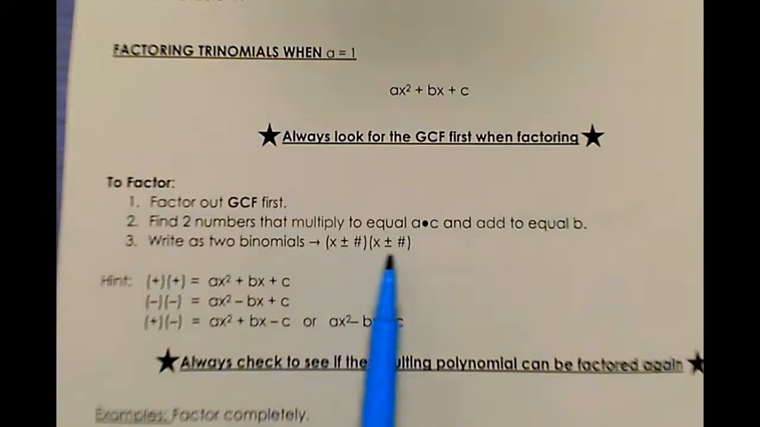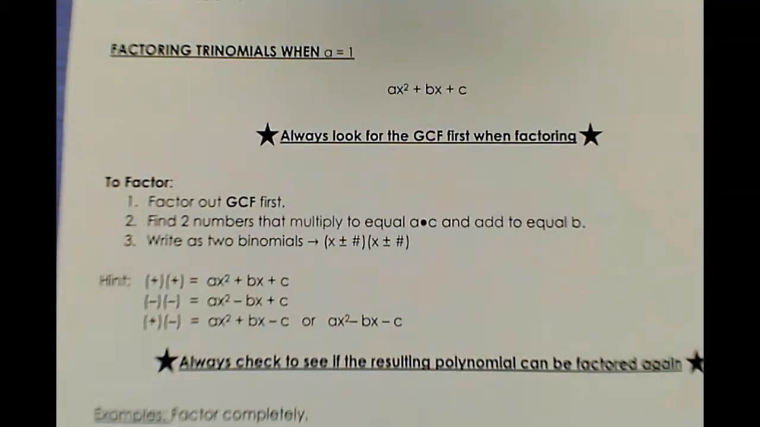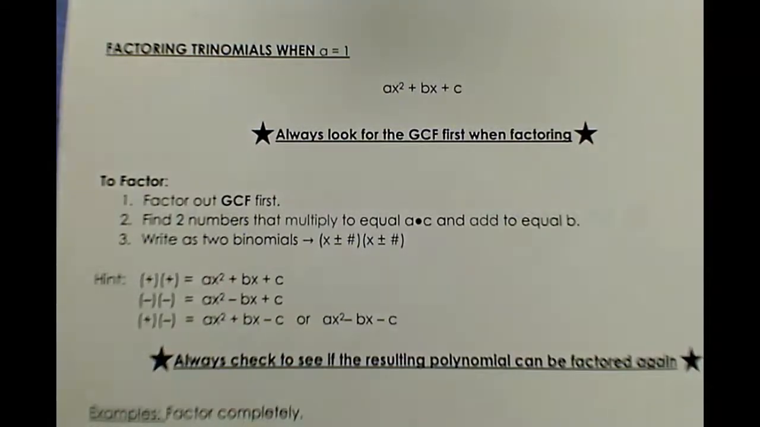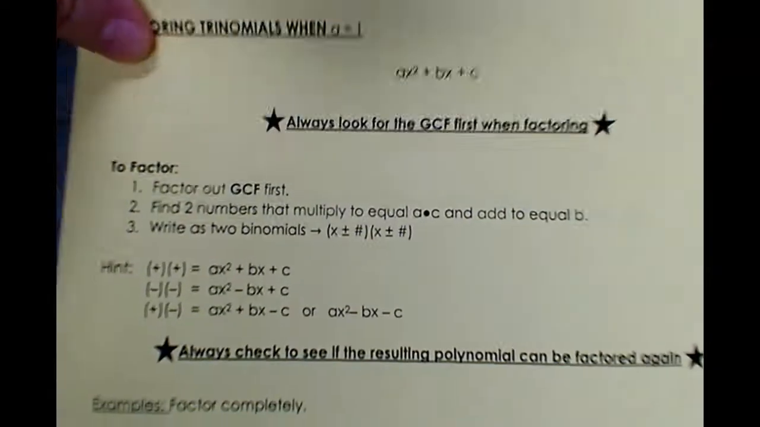We write two binomials. The answer is going to have this form. And here are some hints that you will want to come back to later. So pause your video and get this part copied down in your notes. When you have that copied down, come back for example number 1.